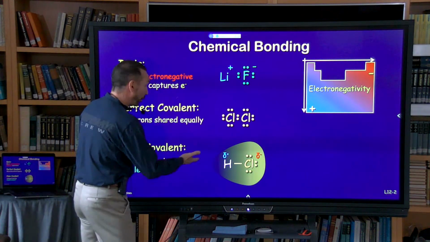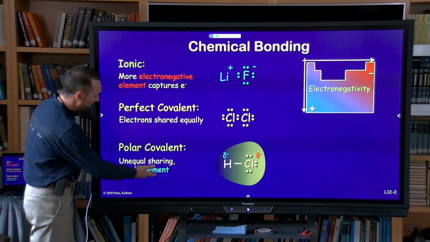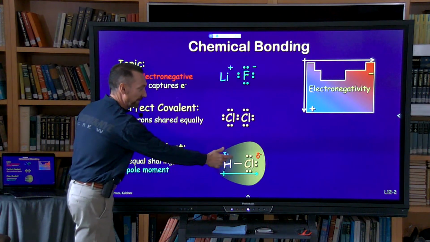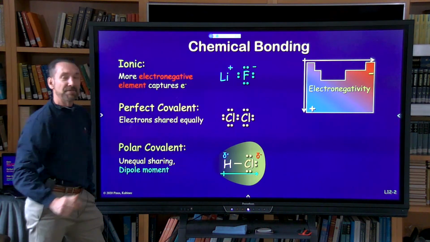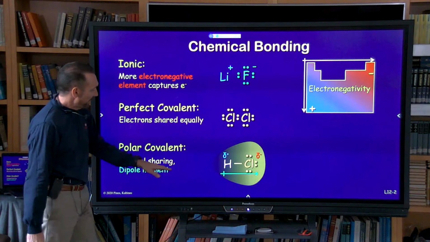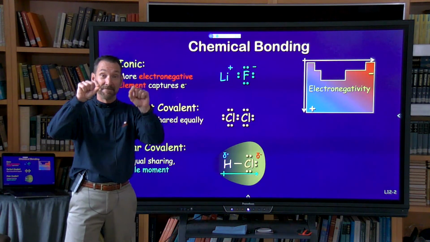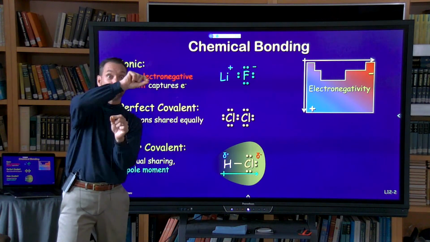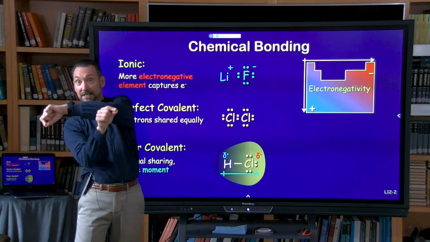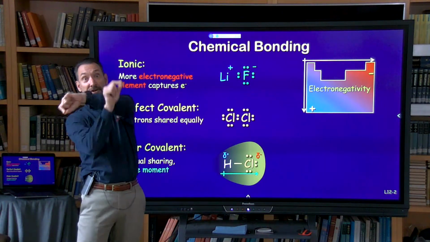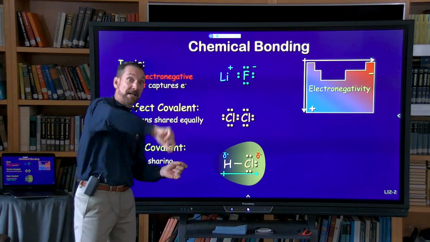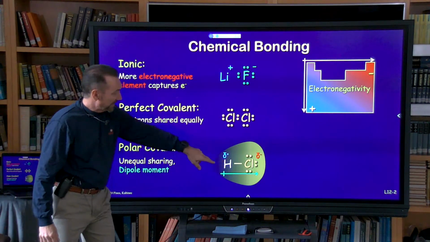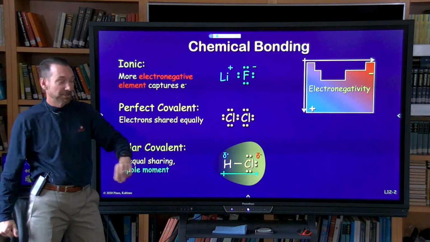That makes the bond polar. Polar bonds have something we call a dipole moment due to that unequal sharing, due to the fact that this end of the molecule is slightly positive and that end of the molecule is slightly negative. We've seen already that those dipoles, a plus and a minus, are affected by electromagnetic radiation because they start moving if you have that oscillating electric field come through. So these guys are sensitive to electromagnetic radiation.